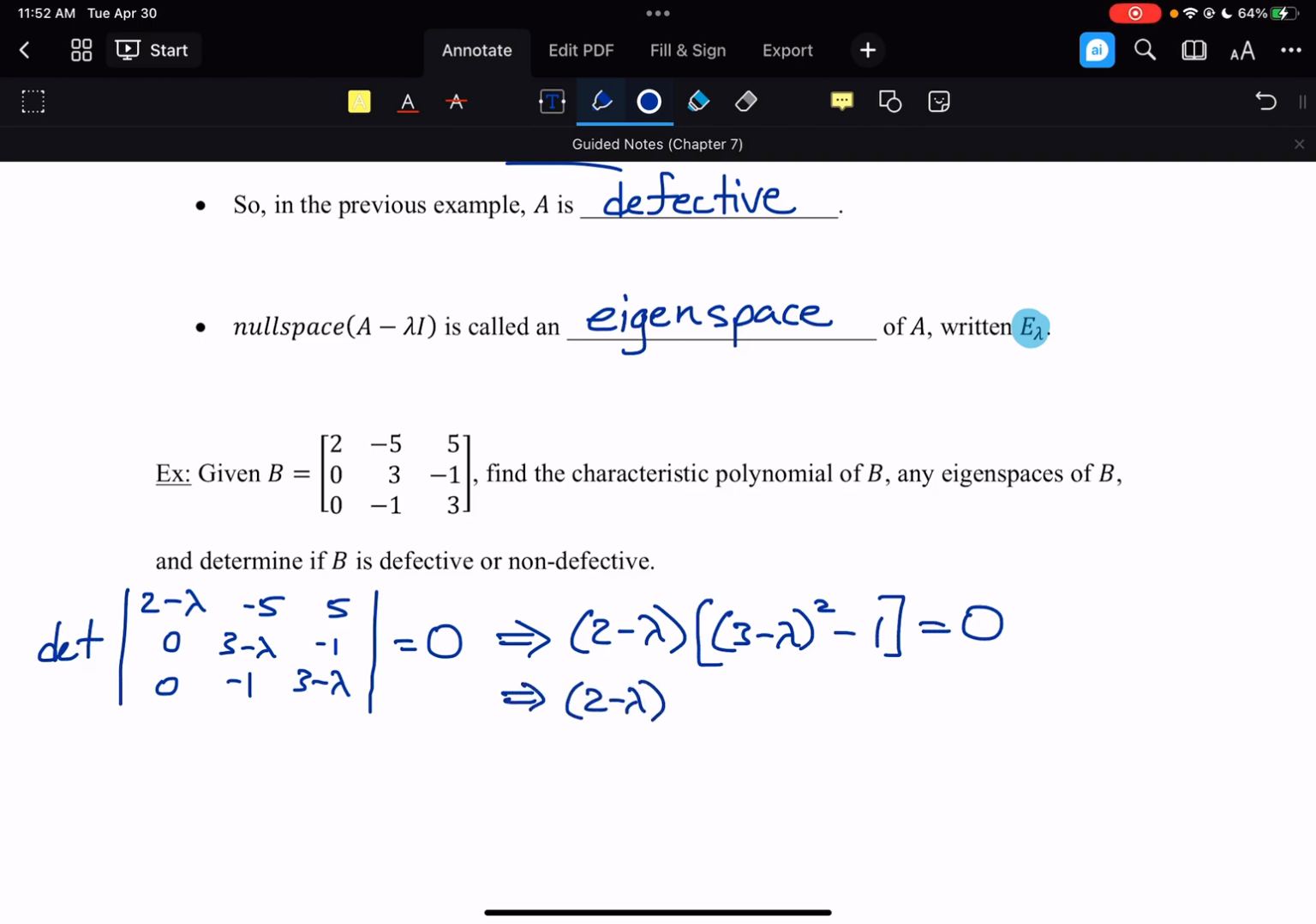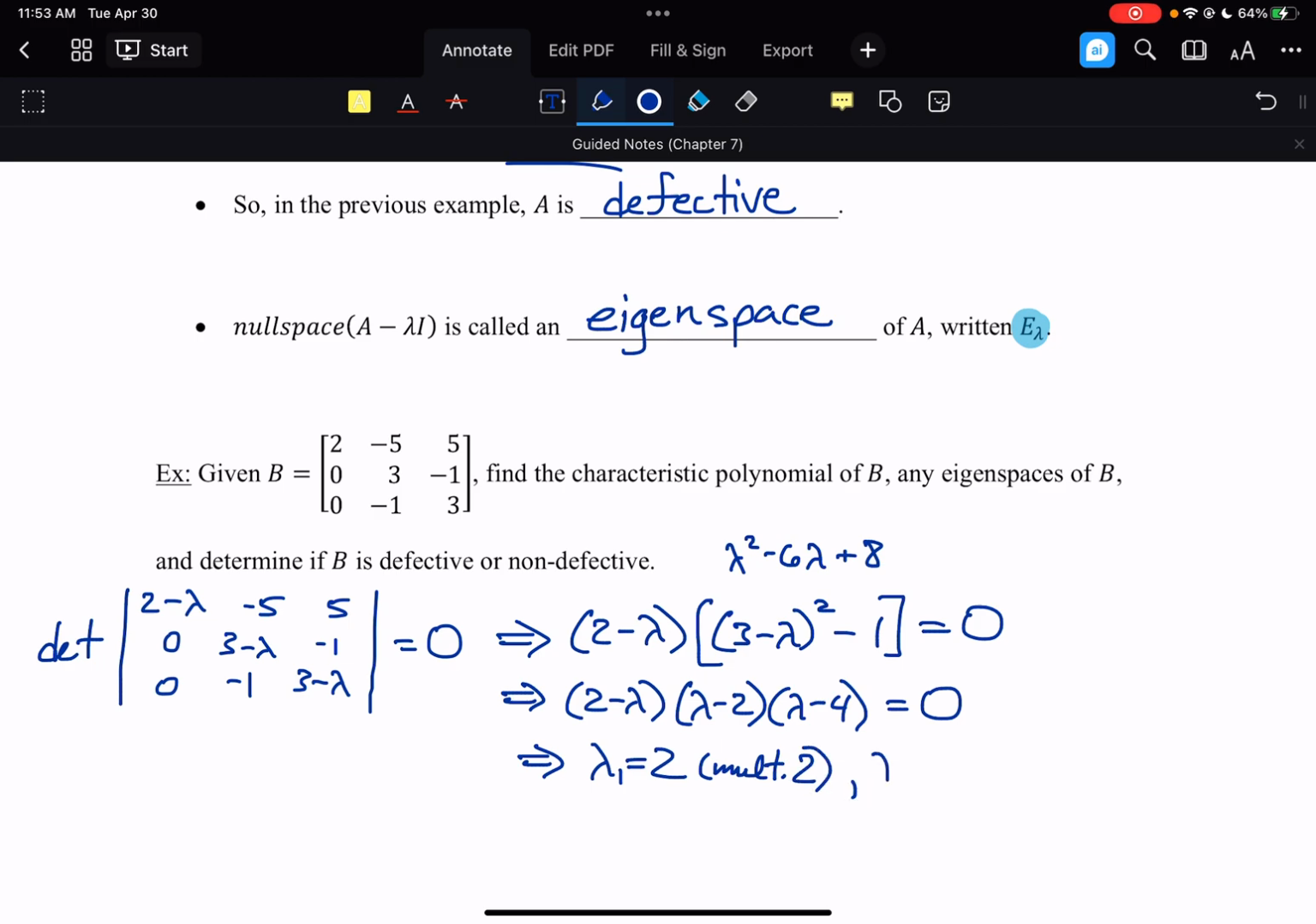So we get 2 minus lambda. This gives us lambda squared minus 6 lambda plus 9 minus 1, so that's plus 8. So that's lambda minus 2 and lambda minus 4. So we get lambda 1 is 2 with a multiplicity of 2, and lambda 2 will be 4.